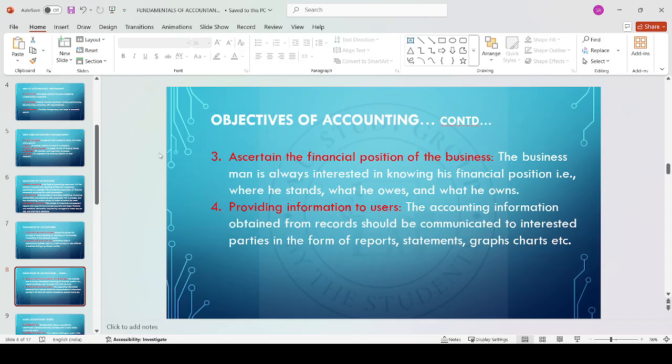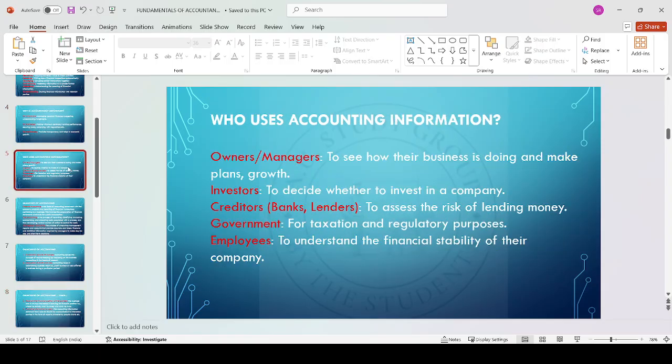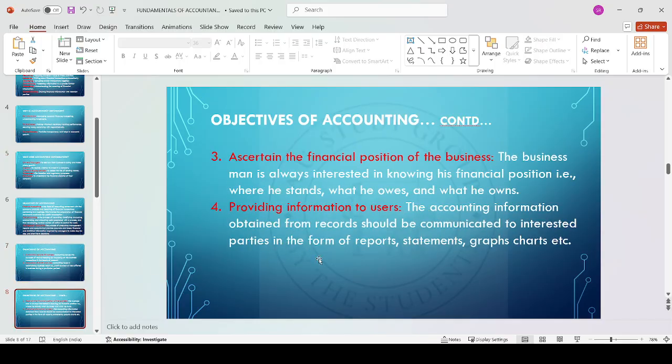So that's one of the objectives of accounting. Now, providing information to users. The accounting information that is gathered and processed needs to be communicated to all the interested parties we discussed earlier. What were the interested parties? These are the interested parties: owners and managers, investors, creditors, government and employees. Accountancy provides the information to all these users through different reports, statements, graphs and charts. Everything is made through different parts of accounting.